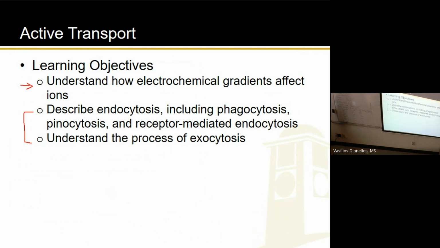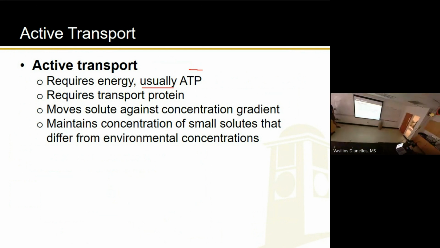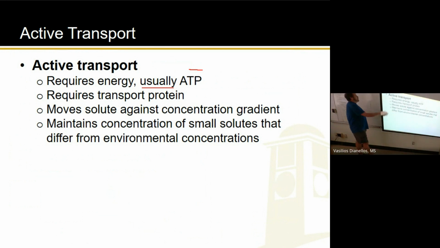Specifically, the reason for that is active transport requires energy. It's usually ATP. As far as we're concerned, it's always ATP in this class. But if you want to look it up for independent work, what other forms of energy do cells use? Usually ATP, but not always. Active transport also requires transport proteins. Just like facilitated diffusion, which we talked about earlier, requires proteins, so does active transport. But again, active transport requires energy, unlike facilitated diffusion, which does not require energy.